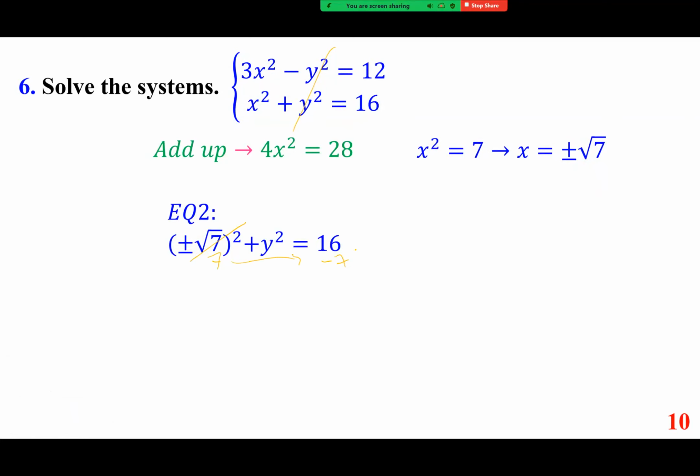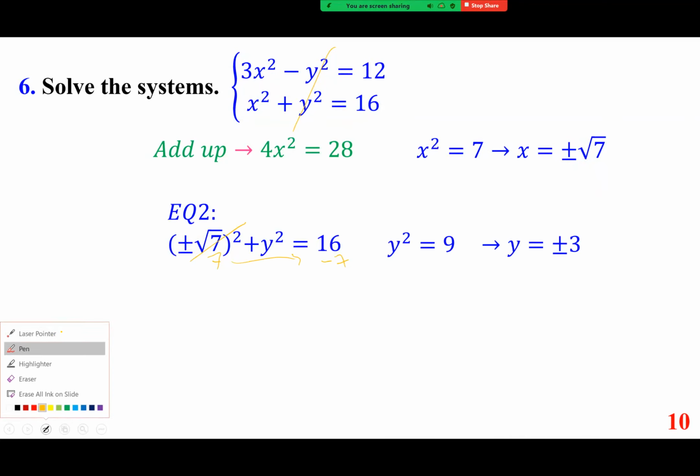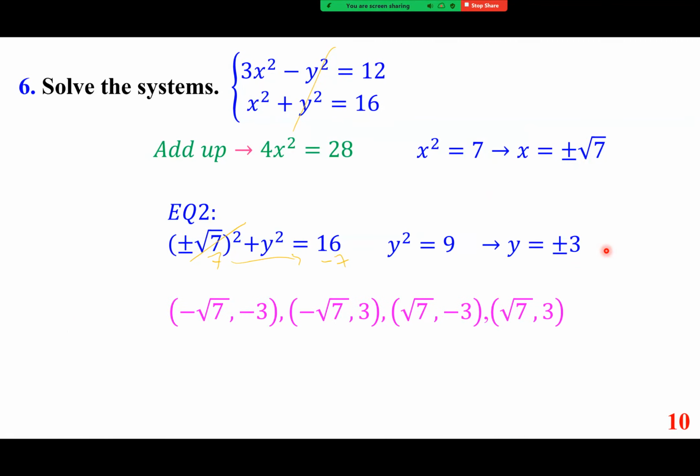If I subtract from both sides, y squared is 9, y is plus minus square root of 3. It is important to notice you have two answers for x, two answers for y. When you put them together, it means 4 answers as follows. Minus square root of 7 with -3, minus square root of 7 with +3. Now, plus square root of 7 with -3, plus square root of 7 with +3.